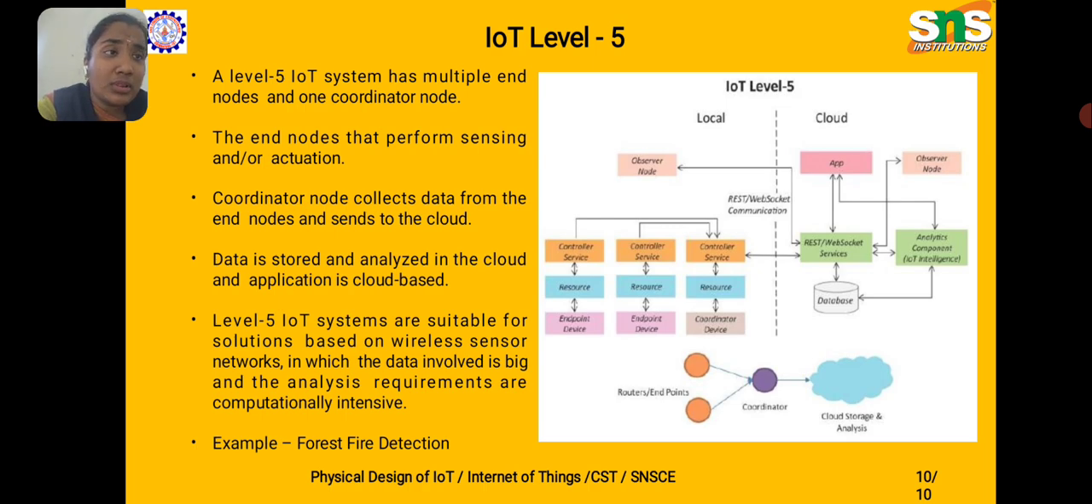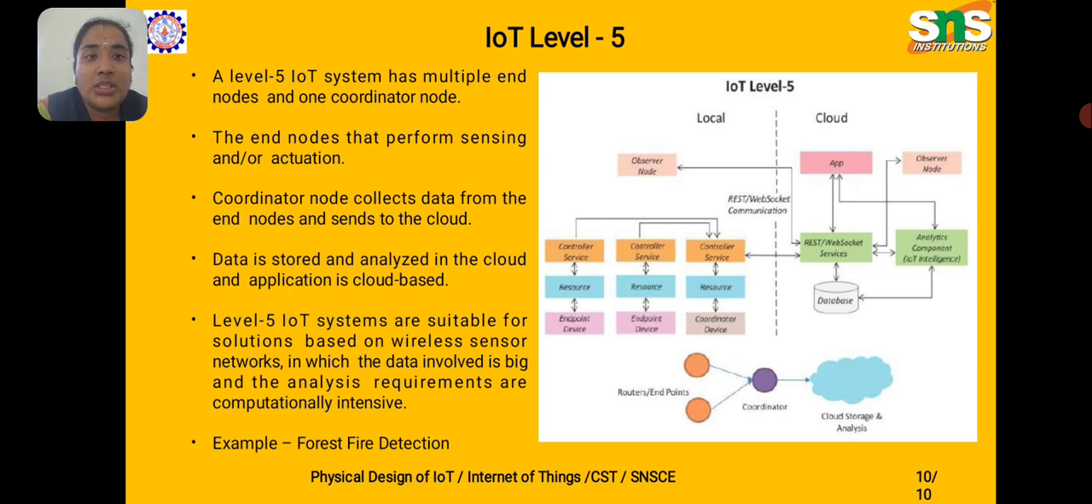On the right side of the cloud, it consists of an application. It consists of REST WebSocket service, and the observer node consists of an analytical component, IoT intelligence. Here there are multiple end nodes and one coordinator node. End nodes perform sensing and or actuation. The coordinator node collects data from end nodes and sends it to the cloud. Data is stored and analyzed in the cloud, and the application is cloud based.